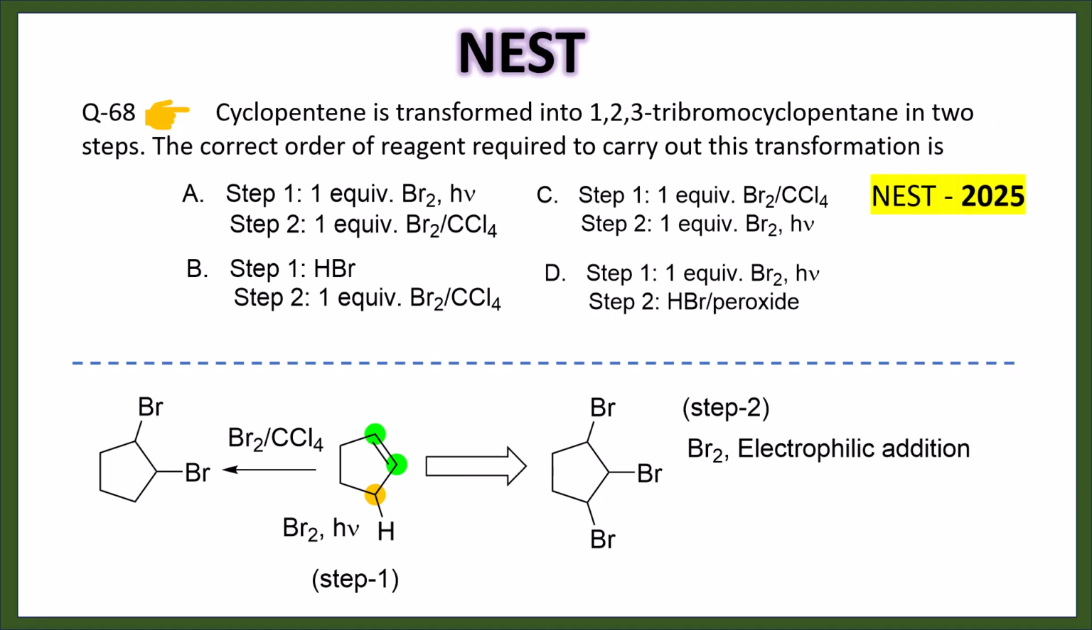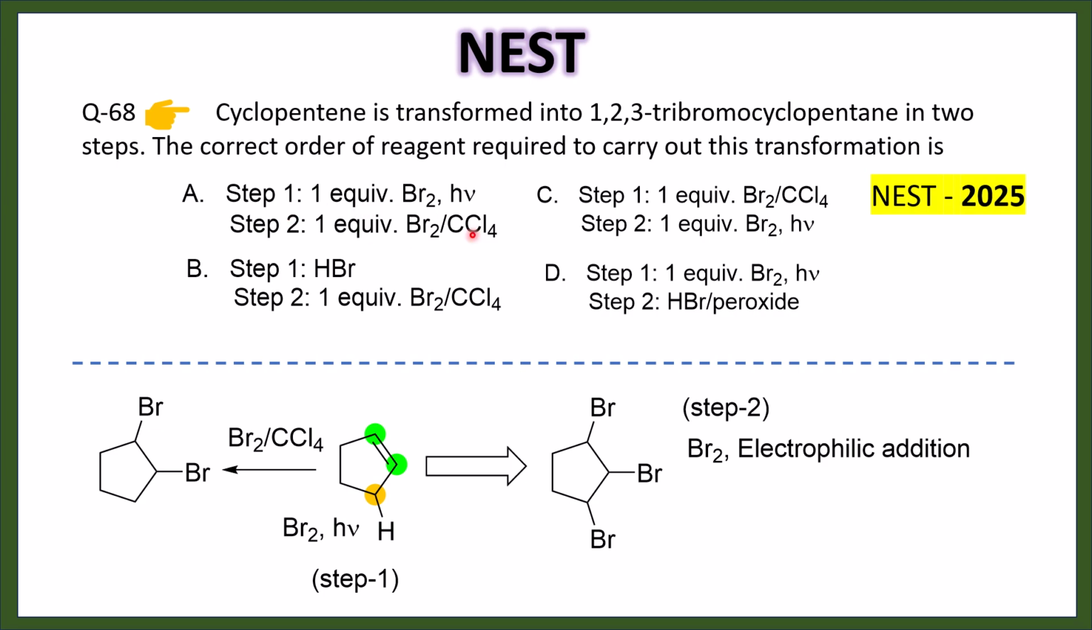Now question number 68. Cyclopentene is transformed into 1,2,3-tribromocyclopentane in 2 steps. The correct order of reagents required to carry out this transformation is, here the options are given. Let's choose one by one. Step 1, Br2/hv and Br2/CCl4.